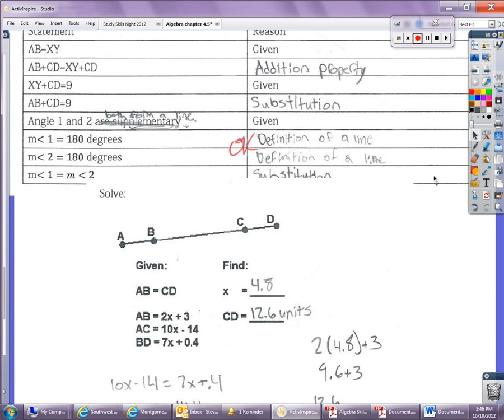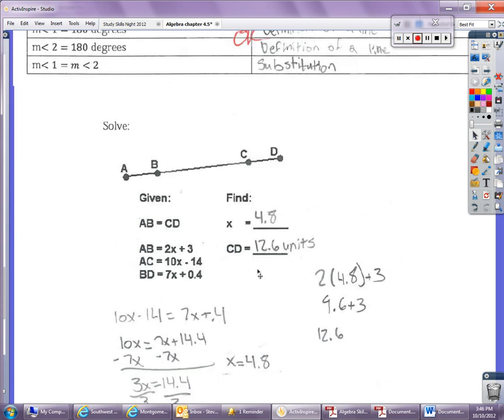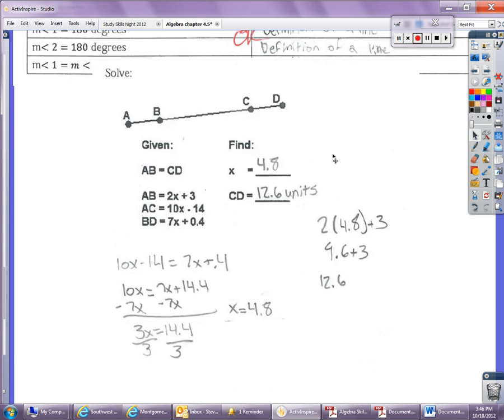Next problem. The work shown. So basically, if AB equals 2x plus 3, so that's this right here, and we know AB is congruent to CD, so I'm going to put a line in there. Now, once you know that those are congruent, then we talked about in class that the overlapping segments, A to C and B to D, are also congruent.